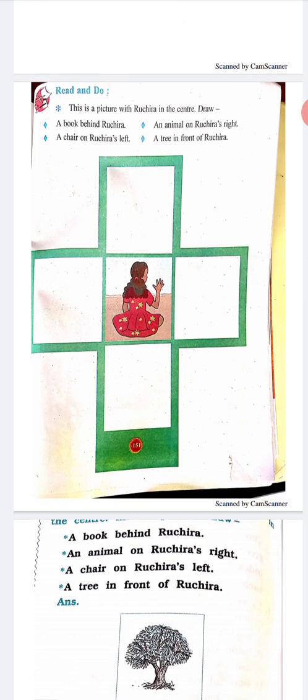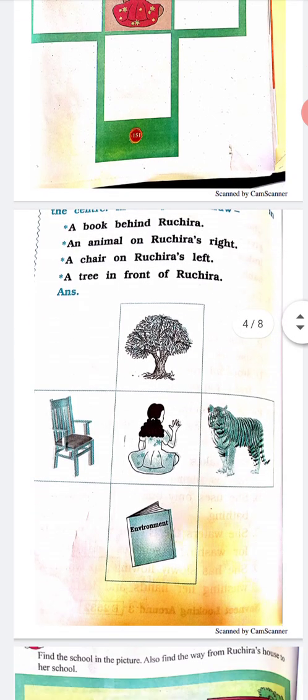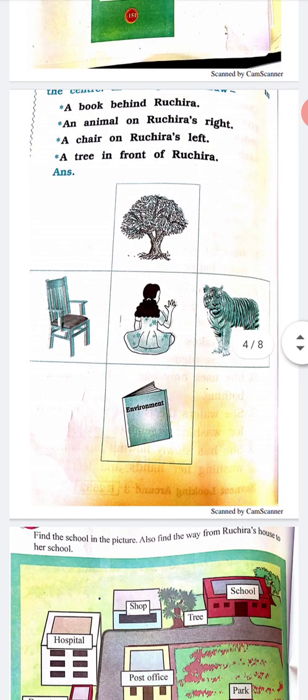This is a picture with Ruchira in the center. In this picture, draw a book behind Ruchira, an animal on Ruchira's right, a chair on Ruchira's left, a tree in front of Ruchira. Look at this picture.